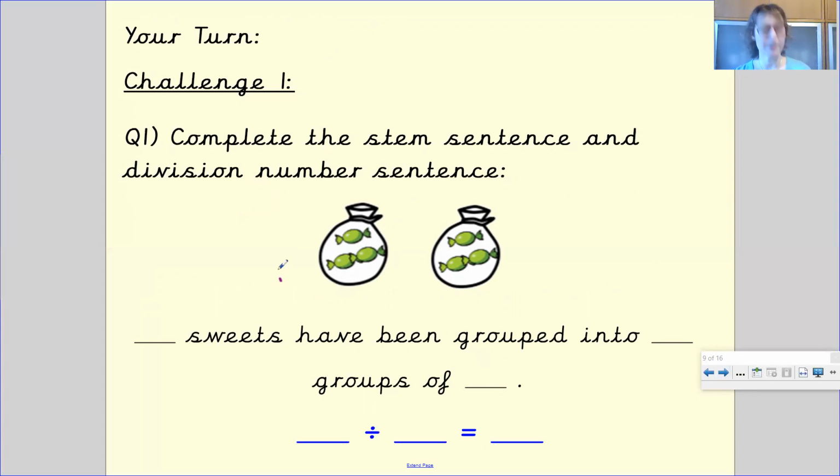So if you look at this picture here, what's our total? So we start with our total. How many have we got all together? 1, 2, 3, 4, 5, 6. So we have got 6 sweets. And we've got how many groups? So first of all is the total, then the number of groups. So we've got 2 groups, and then the number in each group. So we have got 3 in each group. So total, number of groups, number in each group. 6 divided by 2 equals 3.